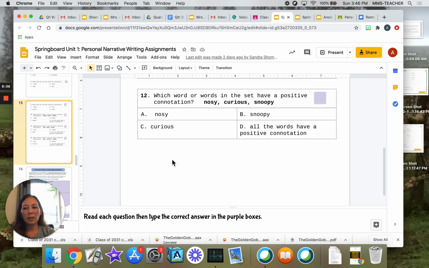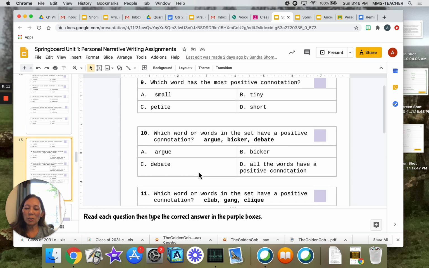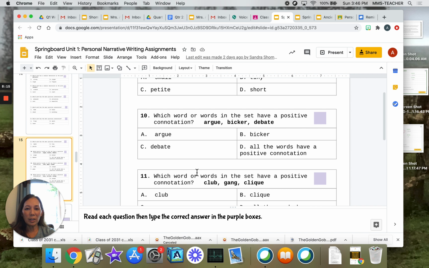Okay, and that is it for the slides that you need to complete. Again, they're on slides 13, 14, and 15 in your assignment slides.